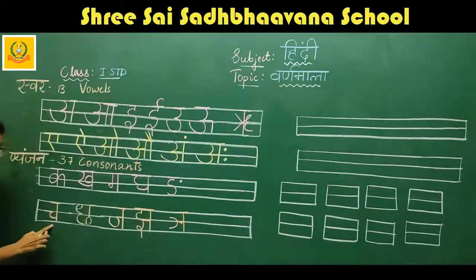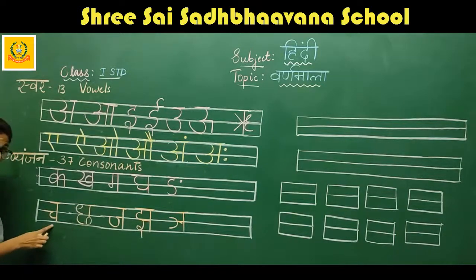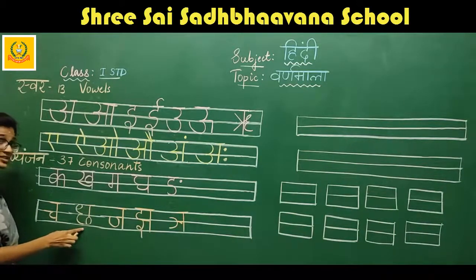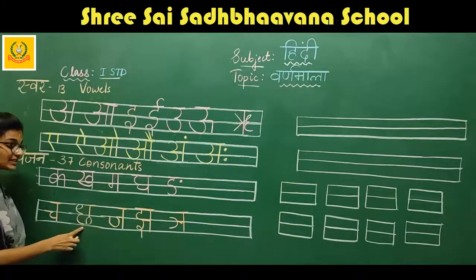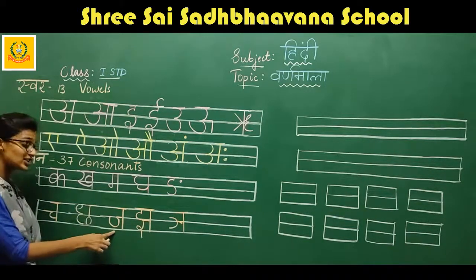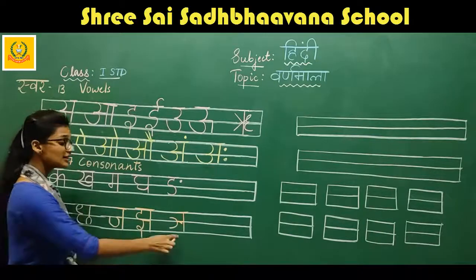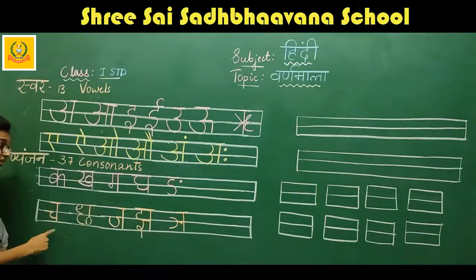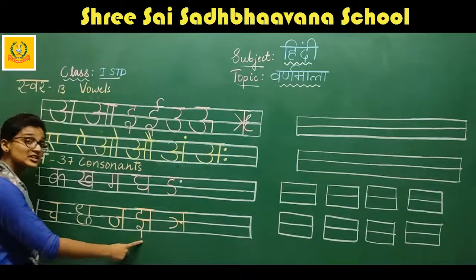Nya. Ch says Chakra. Ch says Chatri. J says Jahaj. Jha says Jhanda. Nya. Cha says Chakra. Cha says Chhatri. Ja says Jahaj. Ja says Jhanda.